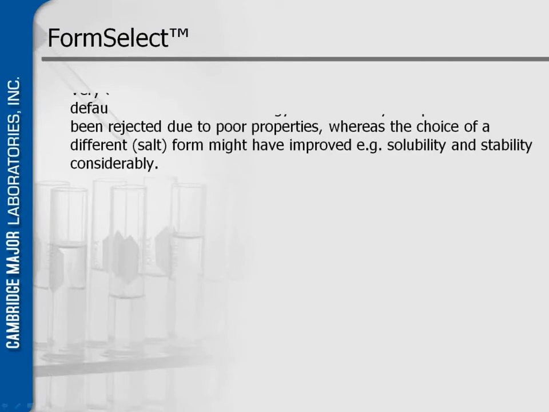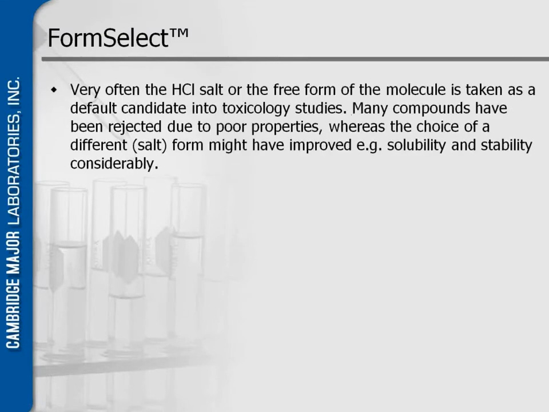So we have two approaches at CML here. When a process is already optimized or fixed, we only look at the form. Form select means that most of the time the HCl salt or the free form is taken as default. So you can make an HCl salt out of it. Okay, let's take this one. We go forward with it because we always do that.